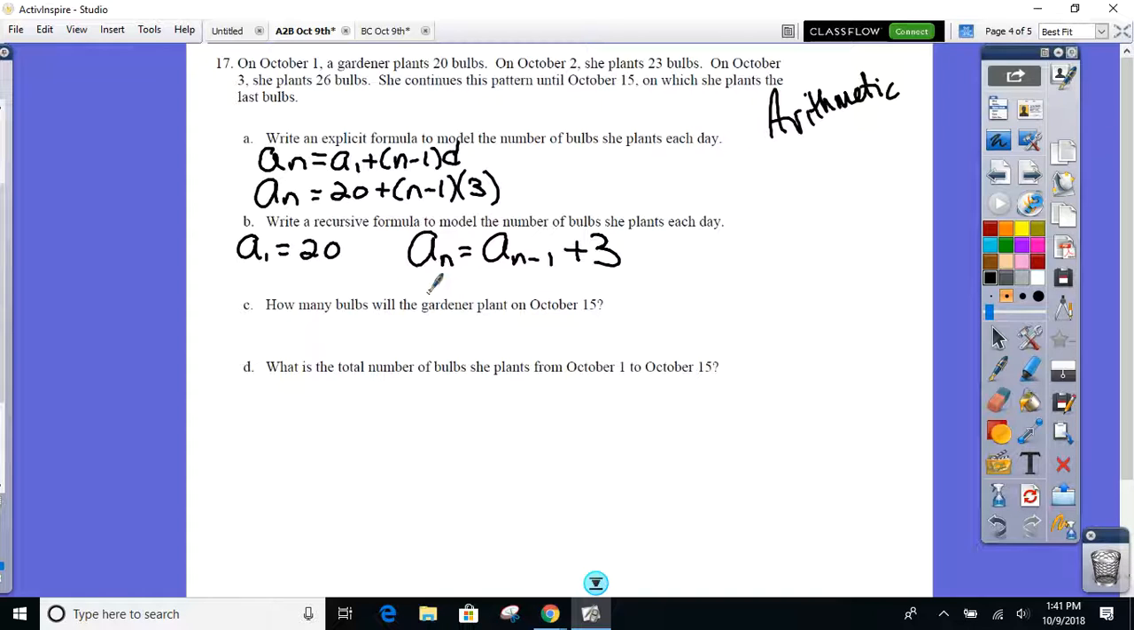How many bulbs does she plan on the 15th? Without listing all the numbers out, what can you do with your answer in part A? Plug in 15. Yep. Take your answer from part A and plug in 15. $62.